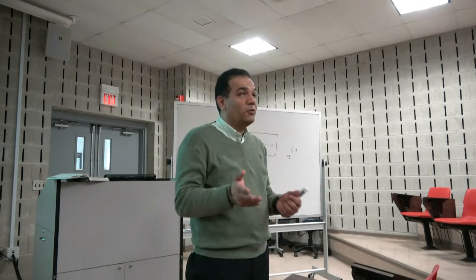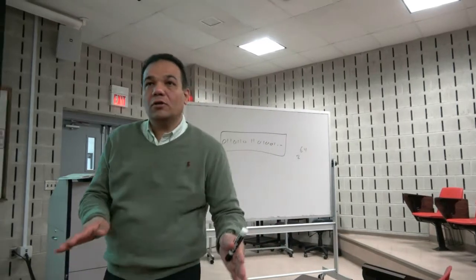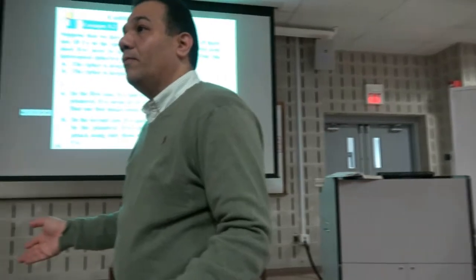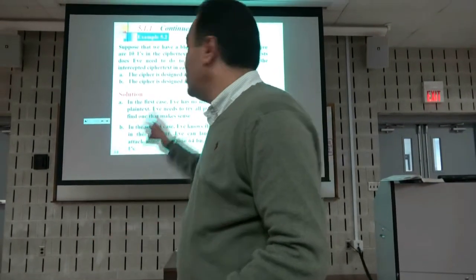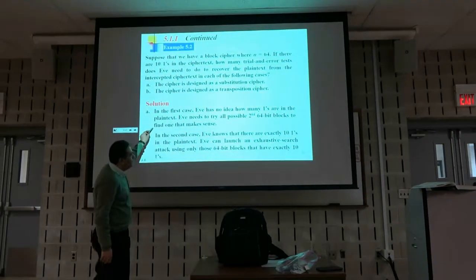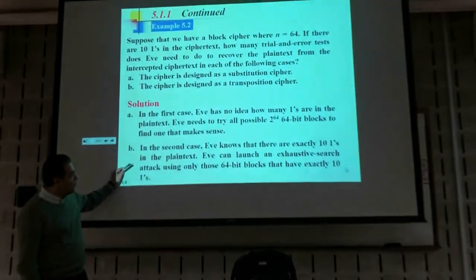Right? In transposition, we are changing the location. In substitution, you could change any bit value. So what are the options in the first one here? It is 2 to the power 64. Okay. How about in here?